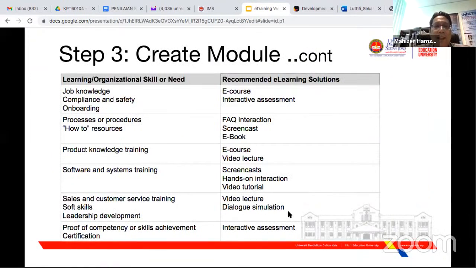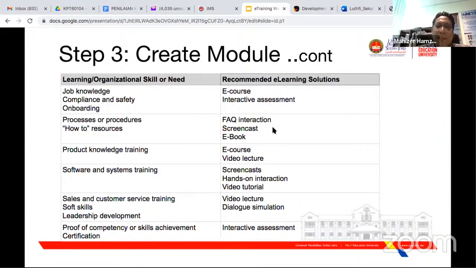Okay, this is the list of recommendations, a list of recommendations that you can use as an example. For example, if the training organization involves job knowledge or compliance of safety on board, using the learning management system, or maybe interactive assessment.